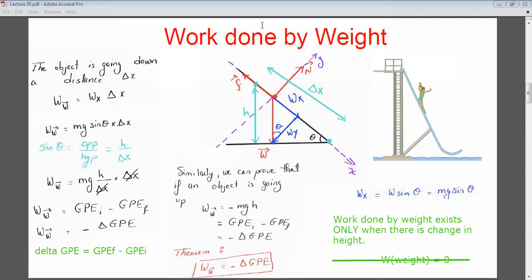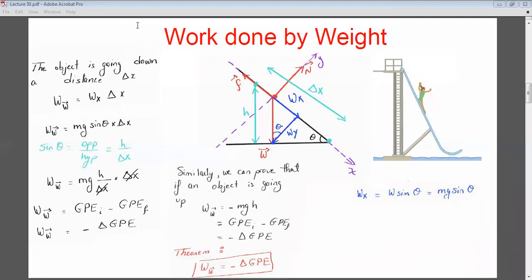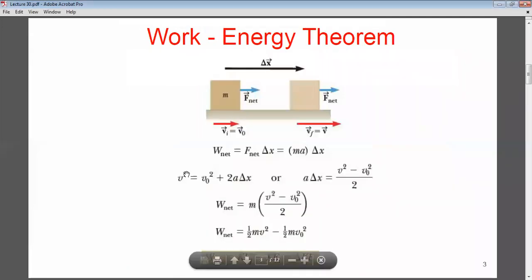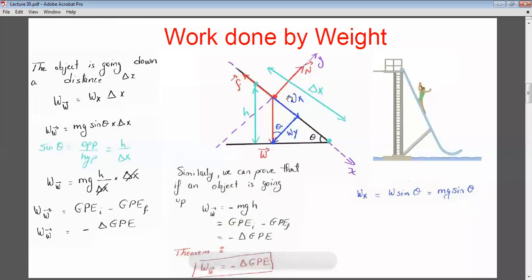Now, let's go back to our work energy theorem. What does it say? It says W net is equal to delta kinetic energy. Let's take this particular example now, and let's apply the formula.